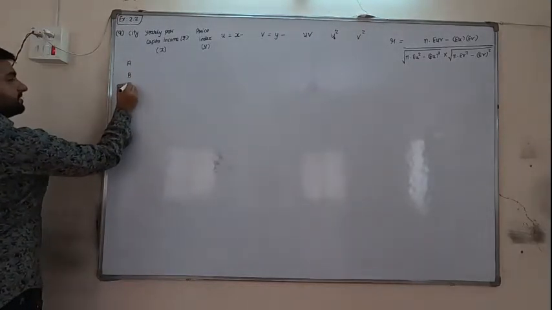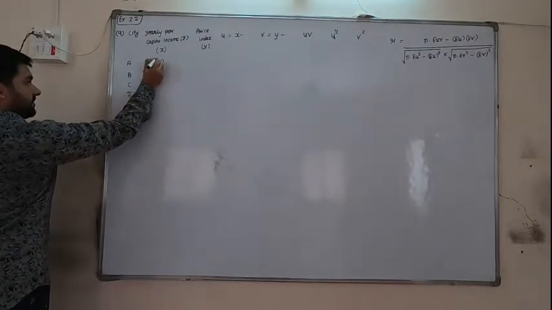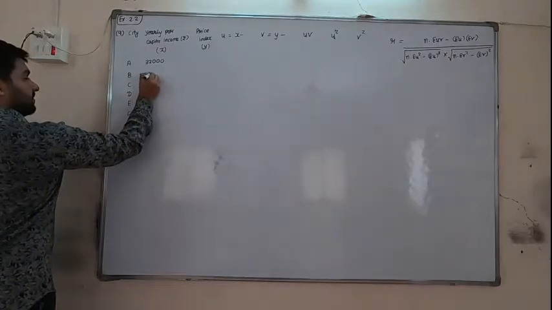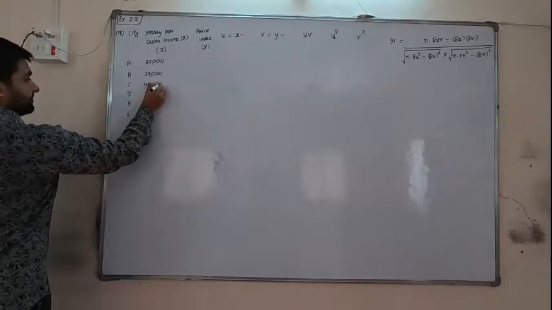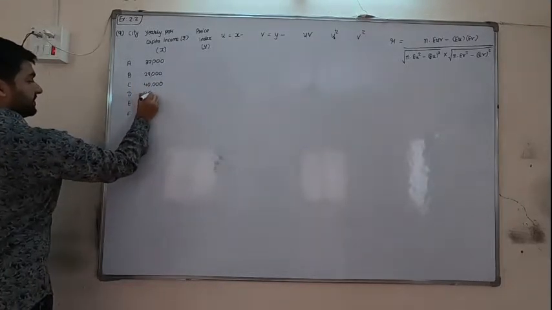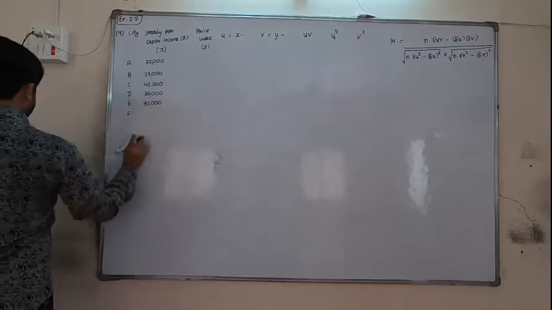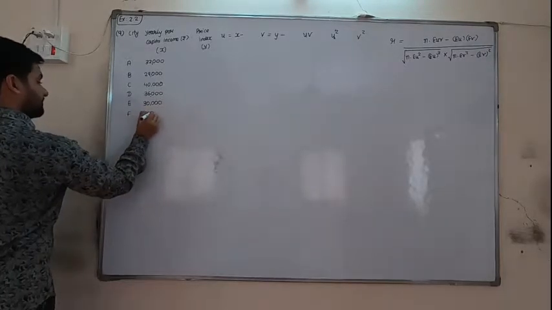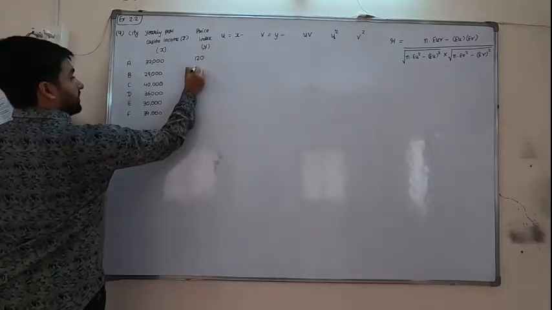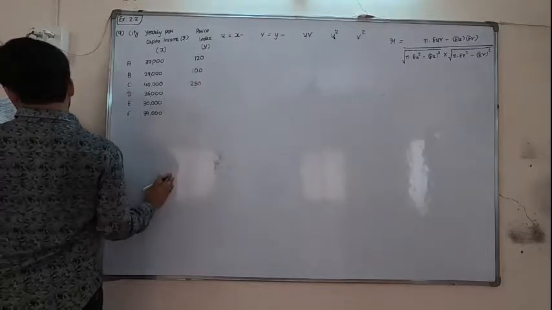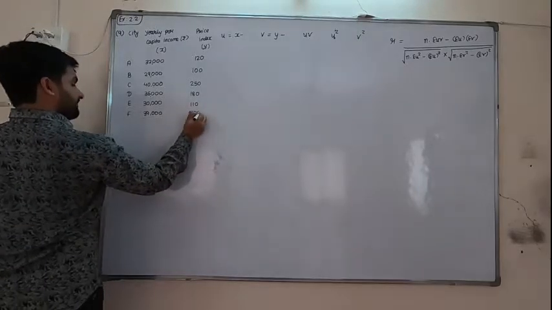A, B, C, D, E, F. 32,000, 29,000, 40,000, 36,000, 30,000, 39,000. 120, 100, 250, 180, 110, 220.